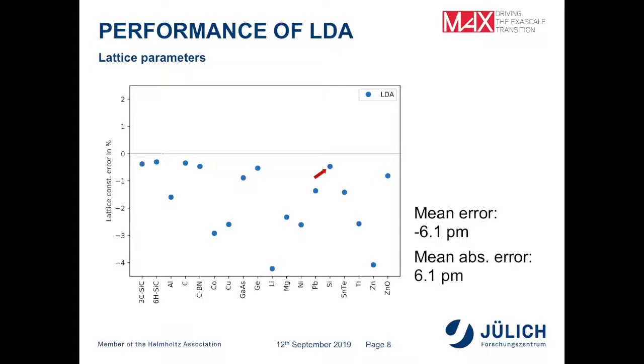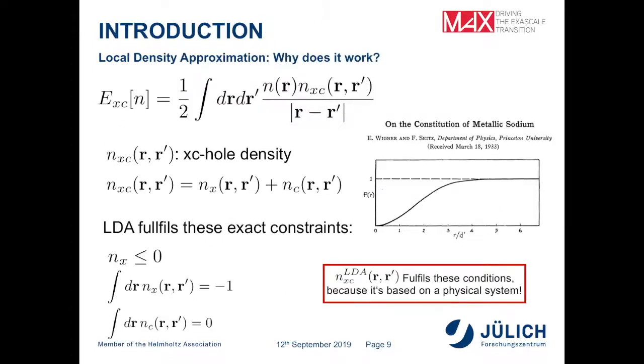And considering the crude approximation we have made, we have to ask ourselves, why does it work so well? And people have studied this a lot. And what you can do is you can rewrite the exchange correlation energy as this Coulomb-style integral of the density and the exchange correlation hole density. And for this exchange correlation hole density, there are a number of constraints known. And the LDA fulfills some of these.